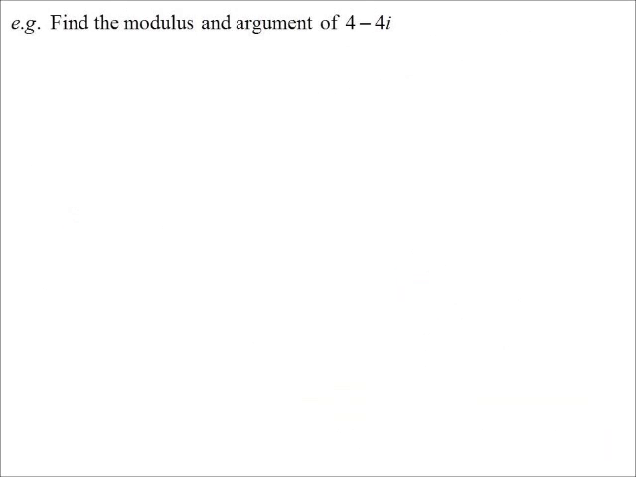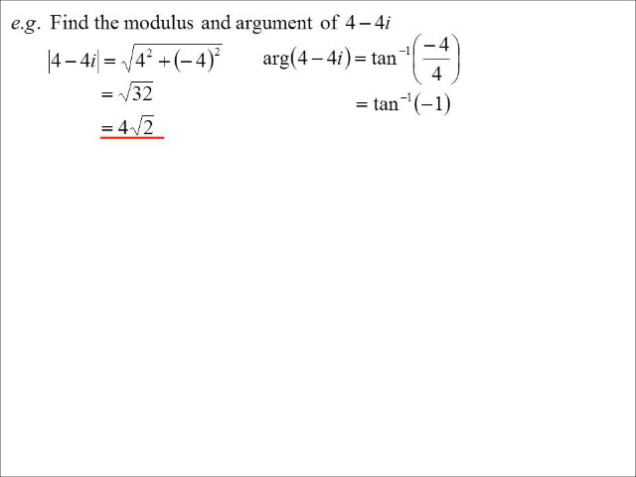So if I want to find the modulus and the argument of 4 minus 4i, well, the modulus is the distance to the origin, so the square root of the real part squared plus the imaginary part squared. So for this one, it's 4 root 2. The argument is the inverse tan of minus 4 over 4.